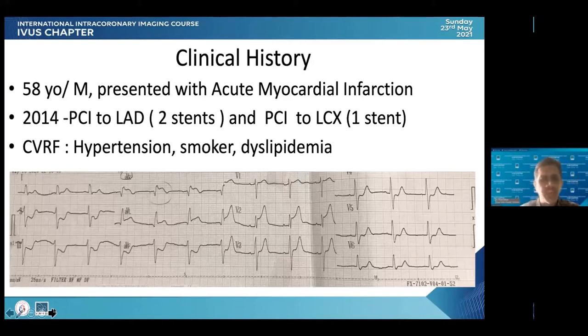The troponin was elevated. In 2014, he had a PCI to LAD, two stents, and PCI to circumflex, one stent. CVRF: hypertension, smoker, and dyslipidemia. You can appreciate here the ECG showed ST depressions in the inferior leads and ST elevation in AVL. And then there is ST elevation as well in the AVR. So this is really a very serious acute MI.